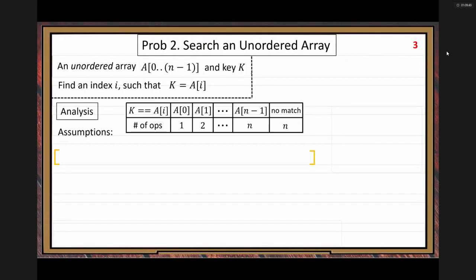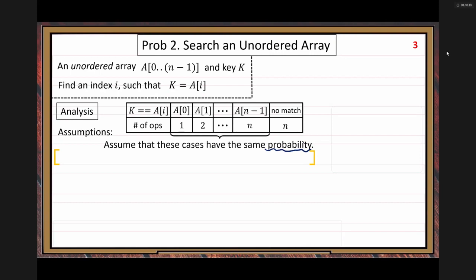Let's make assumptions. The first assumption: for the first n cases, we want to assume that these cases have the same probability. Equal probability to get the first case, second case, third case, each one the same probability. So that's the first assumption, because we have no information.